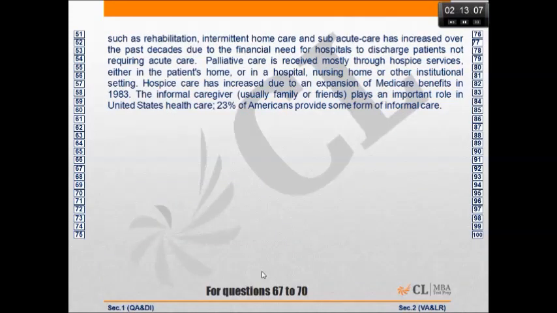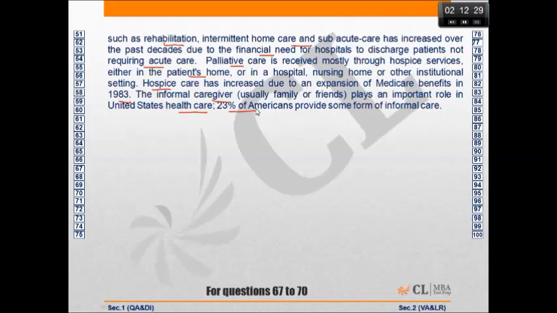The utilization of post-acute care services such as rehabilitation, intermittent home care, and subacute care has increased over the past decade due to the financial need for hospitals to discharge patients not requiring acute care. Palliative care is received mostly through hospice service, either in the patient's home, in a hospital, nursing home or in an institutional setting. Hospice care has increased due to expansion of Medicare benefits in '83. The informal caregiver, usually family or friends, plays an important role in United States healthcare. 23% of Americans provide some kind of informal care.